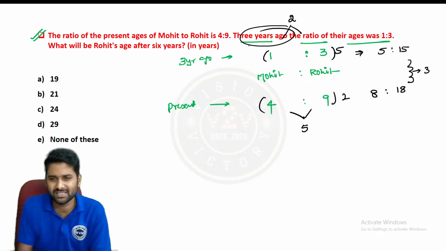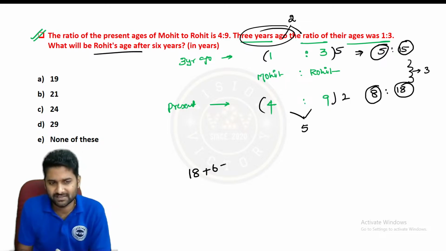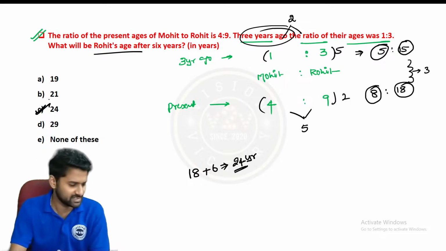They clearly mentioned that it's 3 years ago. So 3 years ago, age of Mohit is 5 years and Rohit is 15 years. Present age of Mohit is 8 and Rohit is 18. Now what is the question? Rohit's age after 6 years is 24. So the answer is 24. Is it clear, guys?